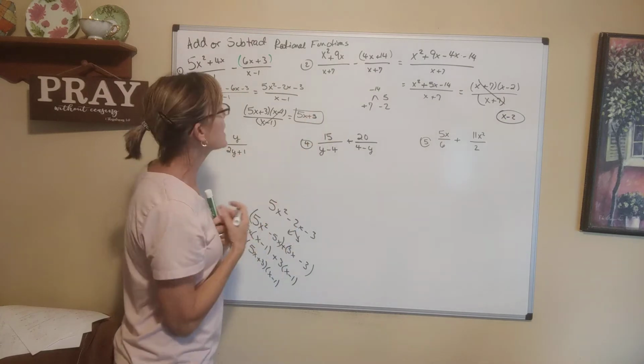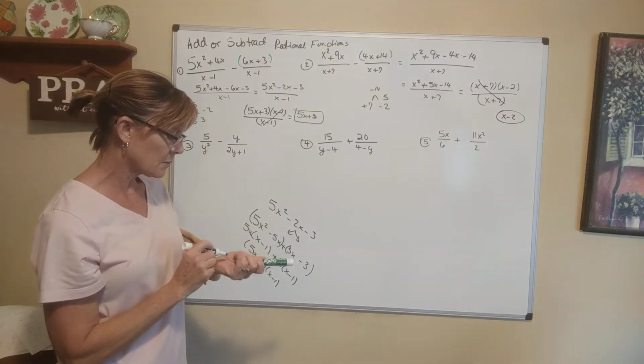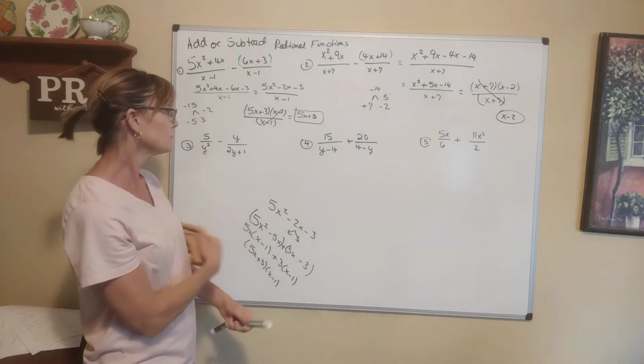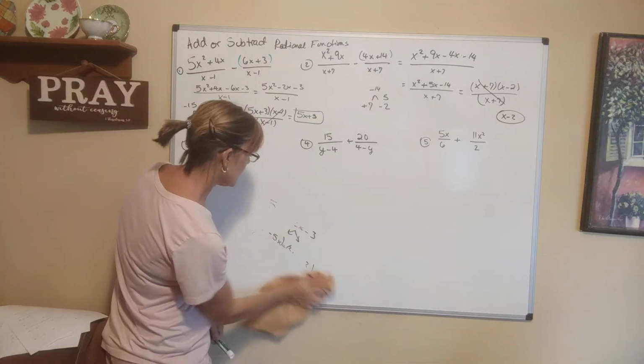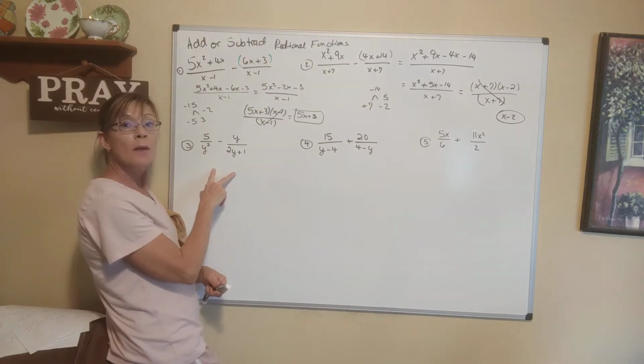Okay, so that is with common denominators. Let's see what they ask us to do in number 3. Number 3, they ask us to add these two rational expressions together, but they do not have a common denominator.